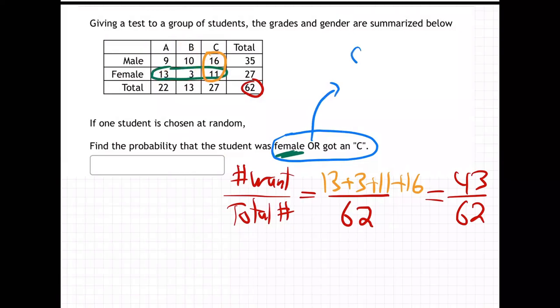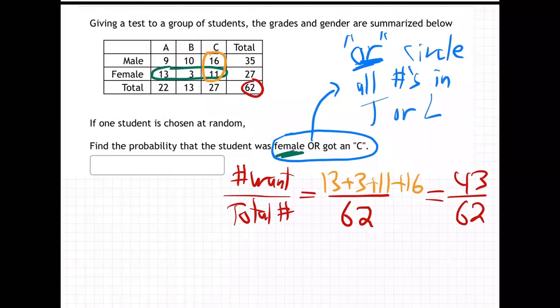So for or questions, you circle all the numbers in a T or L. You circle all, because that's how or works, right? You circle all the females and all the people that got C's, because it's either one. If you're female or got a C, they're all in either way. There we go.